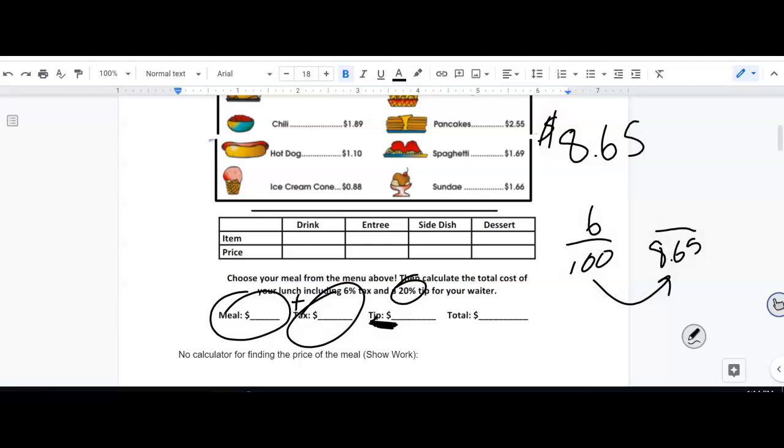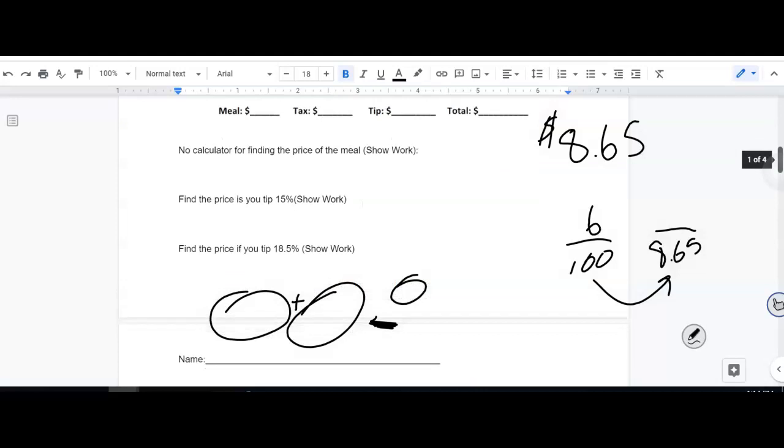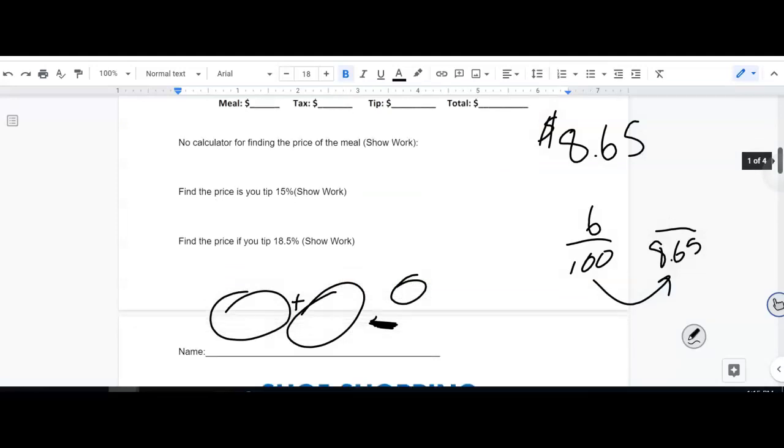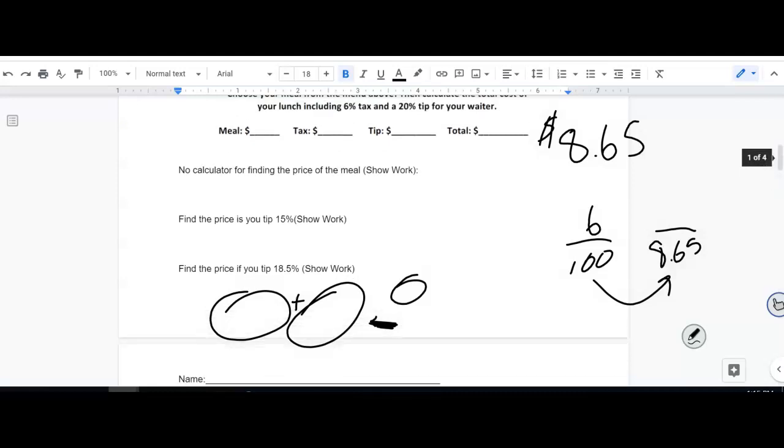Once you completed that, go ahead and figure out how much you spent if you tipped 15%, and if you tipped 18 5/10%, because we're going to compare that at the very end of class. Go ahead and you can complete that in the next 2 minutes.